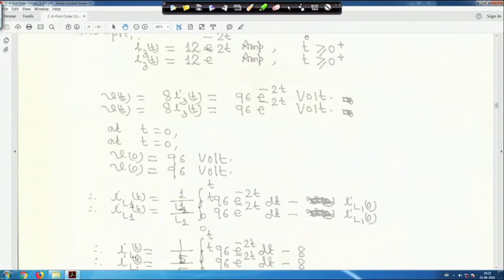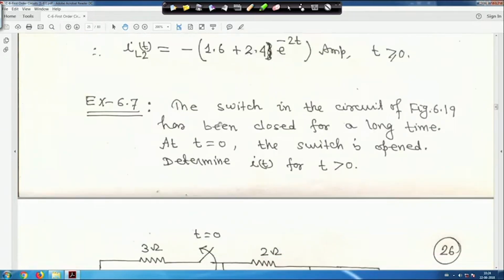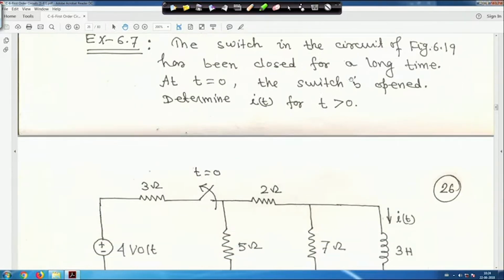Next is another example. In this case, example 7, the switch in the circuit, which I will show you, has been closed for a long time, and at t is equal to 0 the switch is opened. Determine i(t) for t greater than 0. You have to find out i(t). The switch has been closed for a long time.